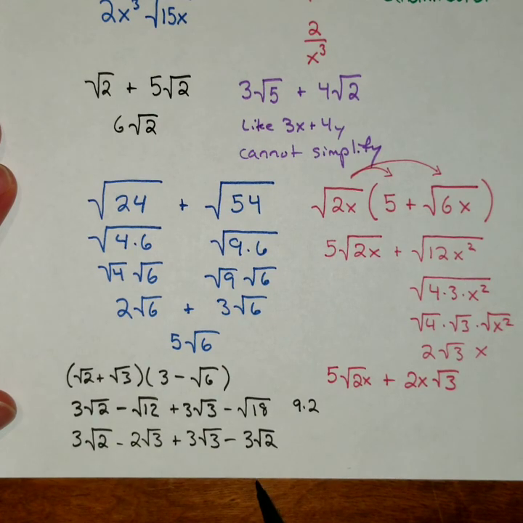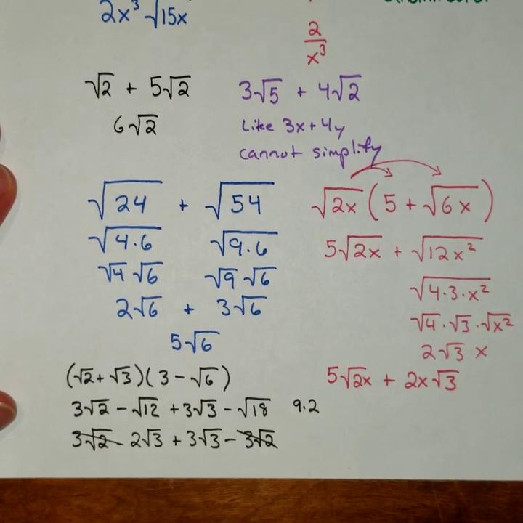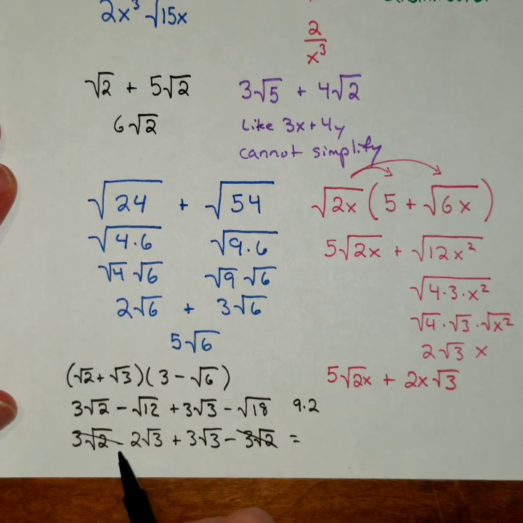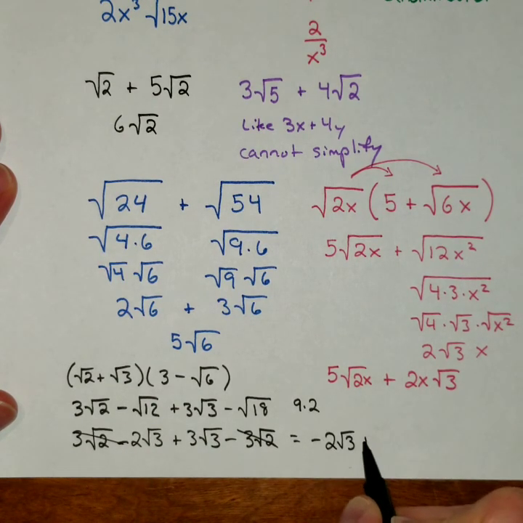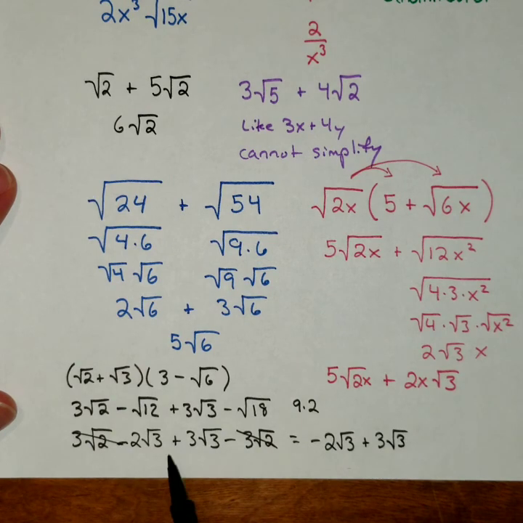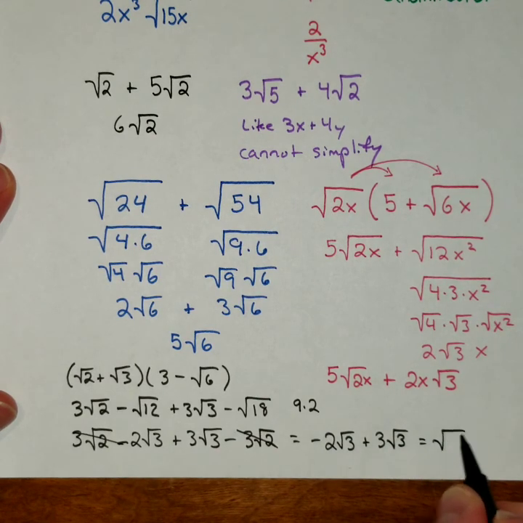Oh, and notice, this is kind of interesting. We have a 3 root 2 and a minus 3 root 2. Those two things actually drop out. They add up to 0. And so the final answer on this one, bring it over to the side here, oh, I almost missed my negative, is negative 2 root 3 plus 3 root 3. And oh my goodness, I almost missed that these two are like terms. How did I do that? These are like terms, and so negative 2 plus 3 is just simply a root 3.